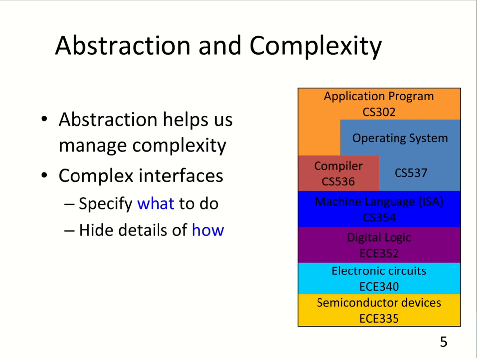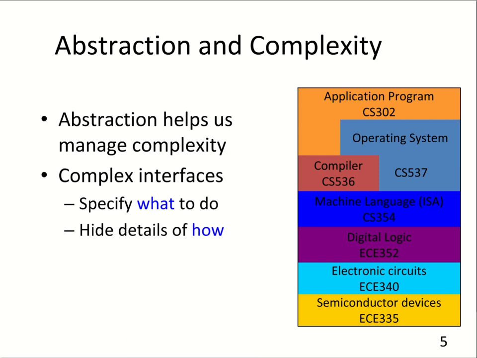The application programs themselves are typically written in a high-level language, such as the Java language that you learned in CS 302. These programs are then compiled into this machine language representation that you learned about in CS 354. If you're curious about how that seemingly magical transformation from a high-level language program to a machine language level program occurs, I would encourage you to consider taking the compiler course CS 536 as an elective. Below that machine language layer is digital logic. You learned about digital logic and how to build both combinational logic as well as sequential logic in 352.